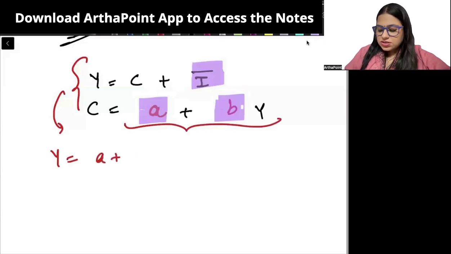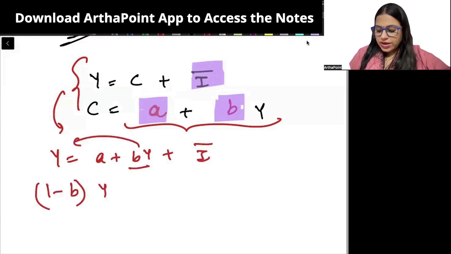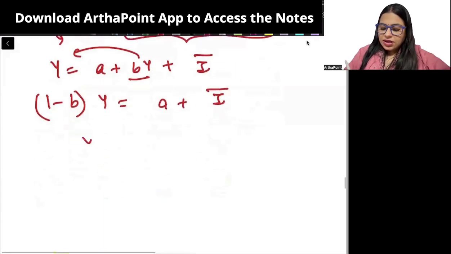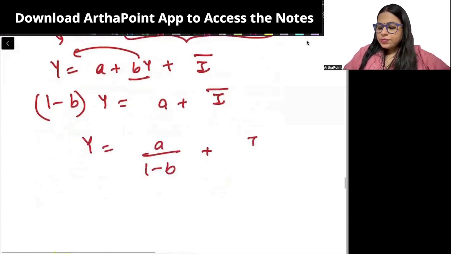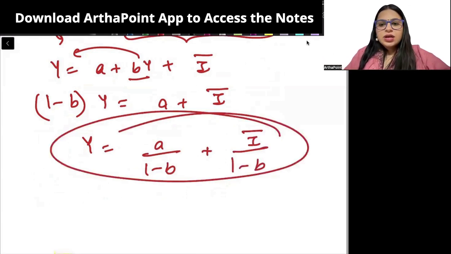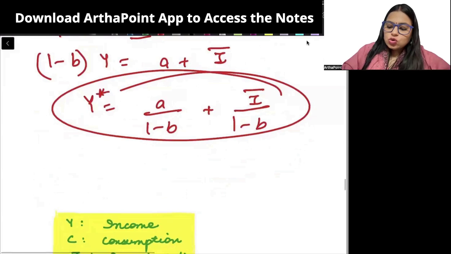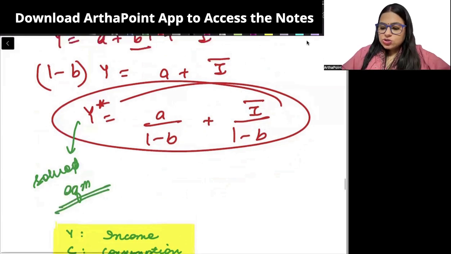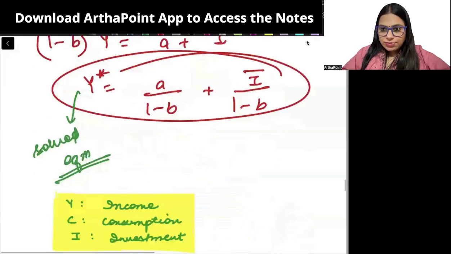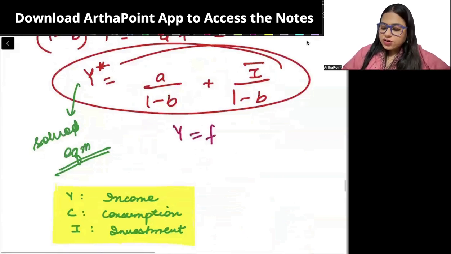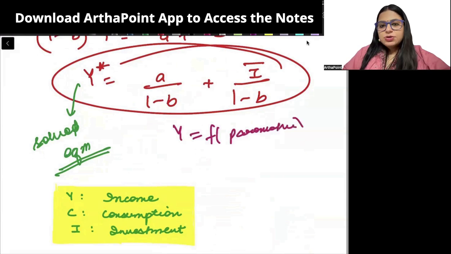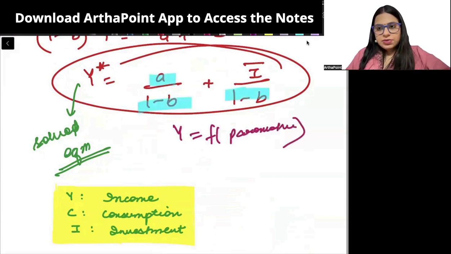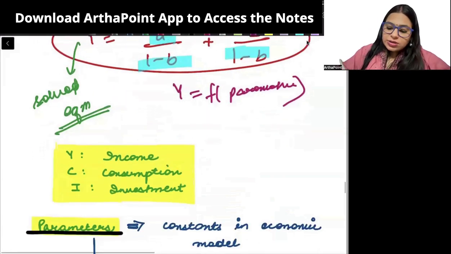Now what you can go ahead and do, you can say y is equal to c की जगह पे you can just plug this a plus by plus I bar. तो ये वाला चीज it can go here, 1 minus b y is equal to a plus I bar, and y will be a upon 1 minus b plus I bar upon 1 minus b. तो now what we have done, हमने जो y की वैल्यू को सॉल्व किया है, we have solved the equilibrium level of y. इन दो इक्वेशंस को साइमल्टेनियसली सॉल्व किया, I got the equilibrium level of y and I got y as a function of parameters. देखो राइट हैंड साइड पे जो भी हैं वो सारे पैरामीटर्स हैं, these are all parameters.